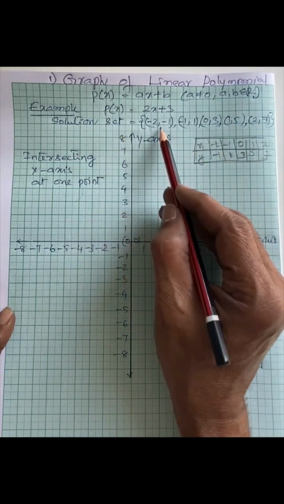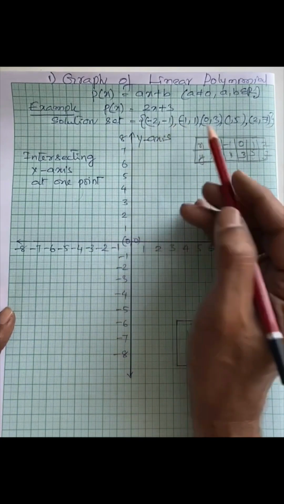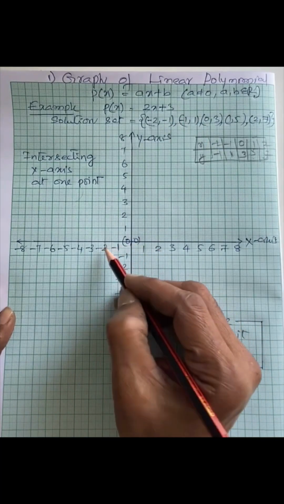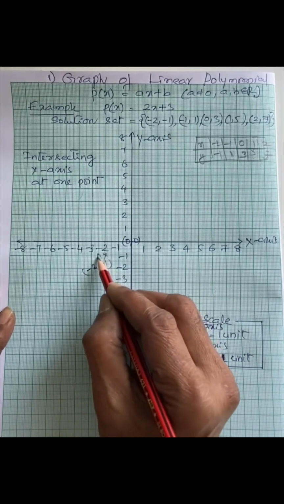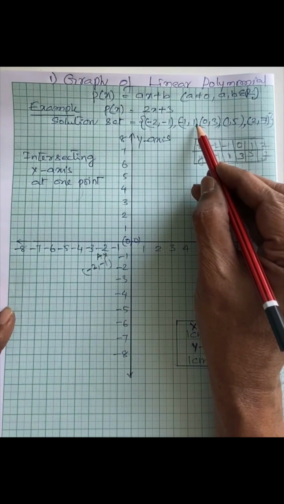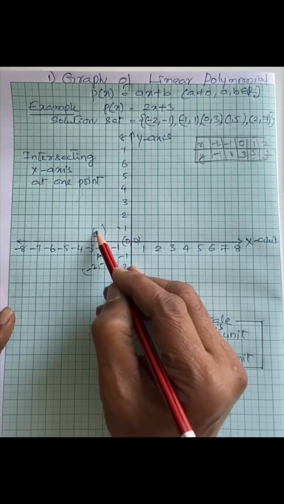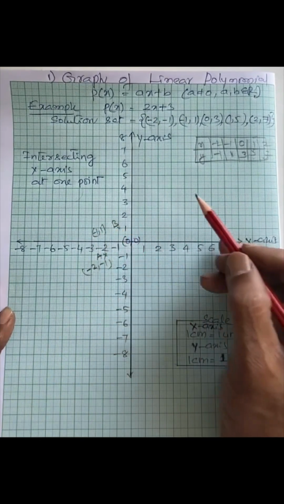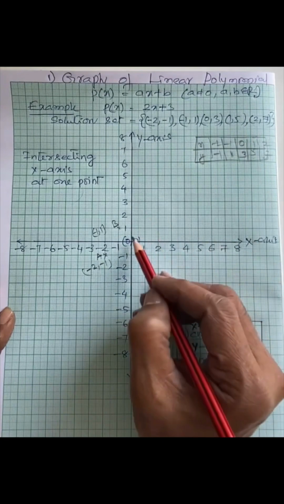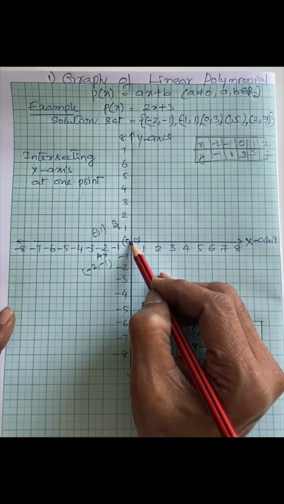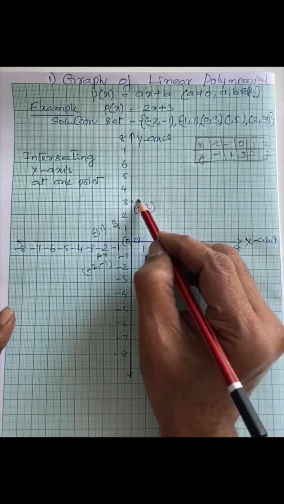Now with the help of the solution set, we have to plot the points and draw the graph. Where is minus 2, minus 1? It will be here. This is point A. Minus 1, 1 will be here. This is point B. Next, 0, 3. Where is 0, 3? The x coordinate is 0 and the y coordinate is 3. This is point C.